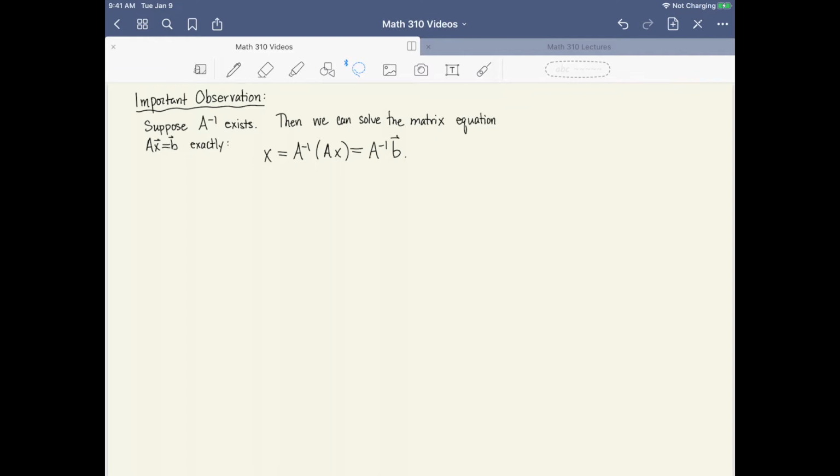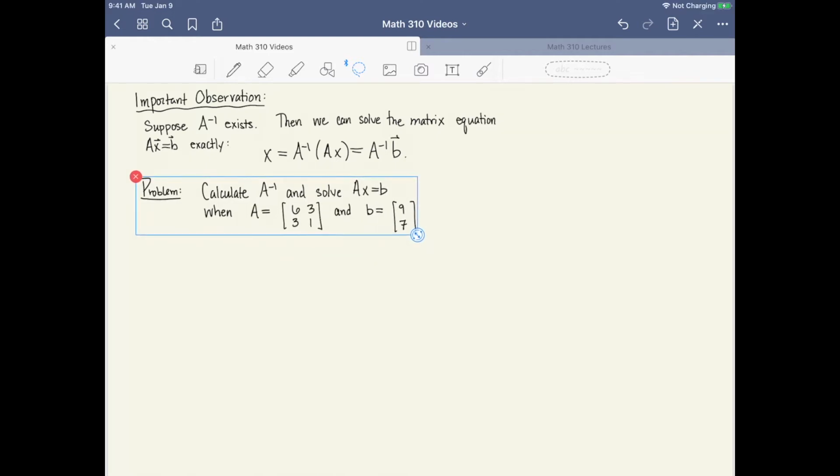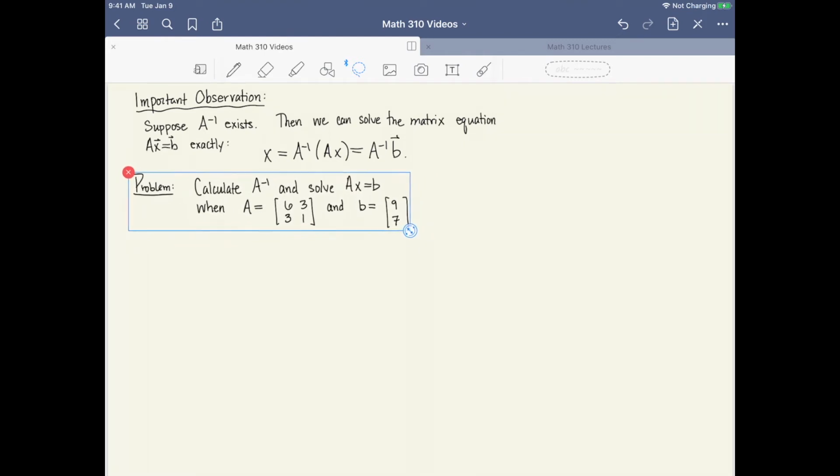All right, now let's see this observation in action with the following example. For this practice problem, we're going to calculate a matrix inverse, and we're going to use it to solve A X equals B, where A is the 2 by 2 matrix 6, 3, 3, 1, and B is the vector 9, 7. So we're going to do this the long way. There are shortcuts for finding inverses of 2 by 2 matrices, which I'll get to in due time, but we're going to calculate this matrix inverse in the Gaussian elimination process.